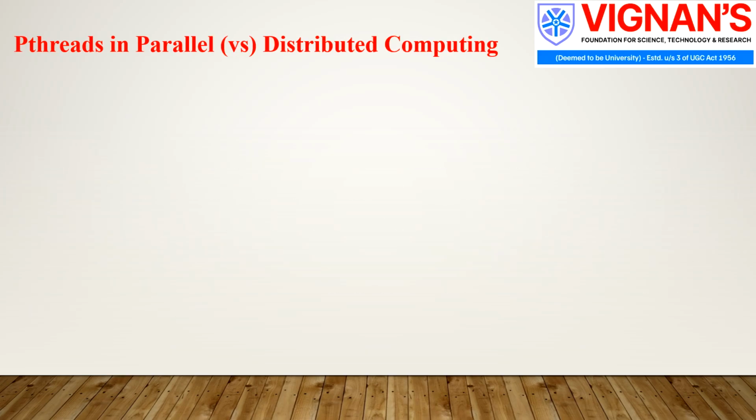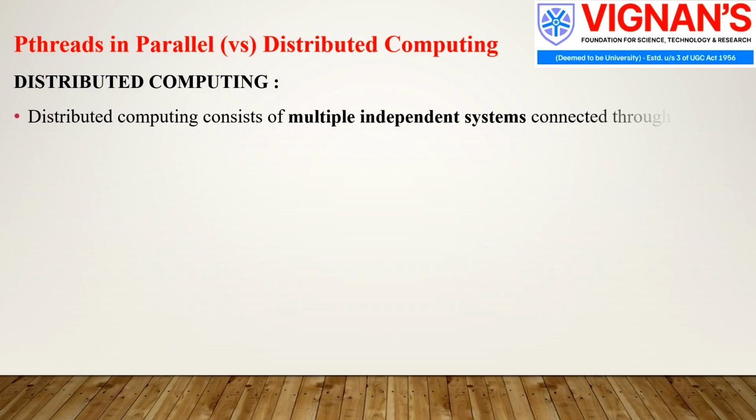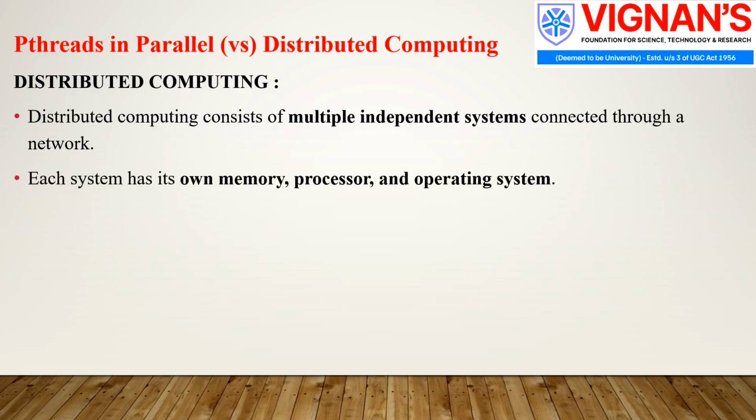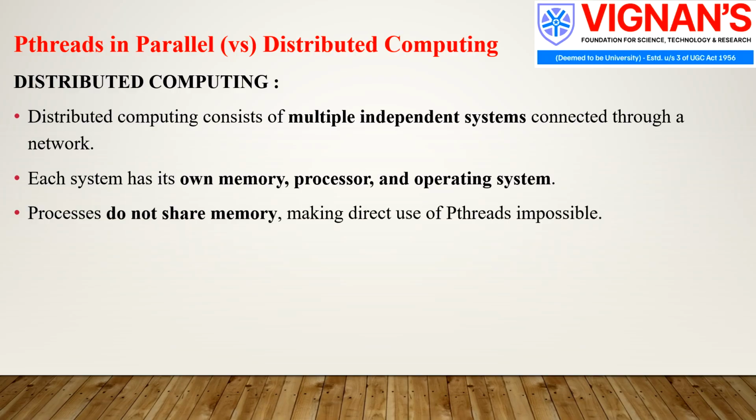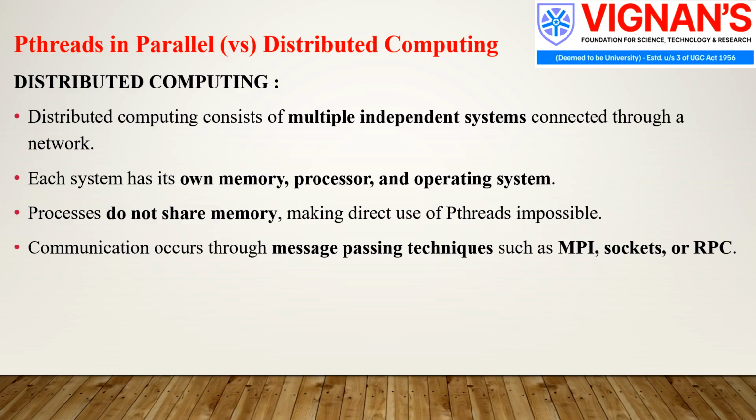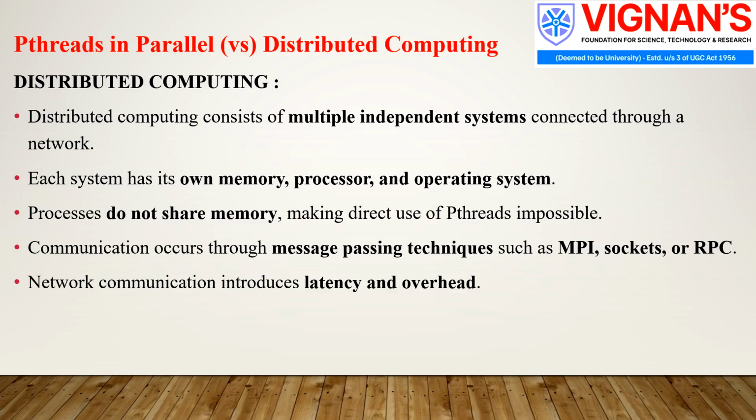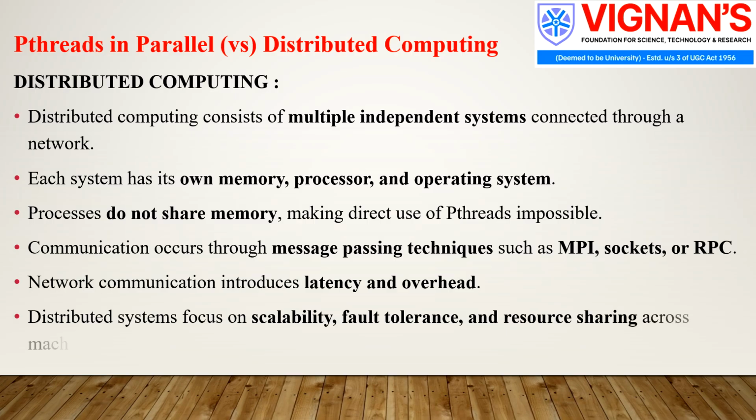This section explains distributed computing. Distributed computing consists of multiple independent systems that are connected through a network. Each system has its own memory, its own processor, and its own operating system. Since processes do not share memory, the direct use of POSIX threads is not possible in distributed systems. Communication between systems occurs through message passing techniques such as MPI, sockets, or remote procedure calls. Network-based communication introduces latency and communication overhead. Distributed systems are mainly designed to achieve scalability, fault tolerance, and resource sharing across multiple machines.